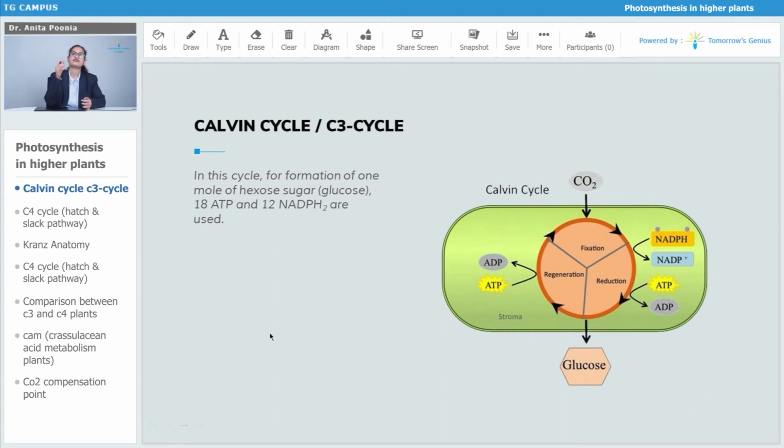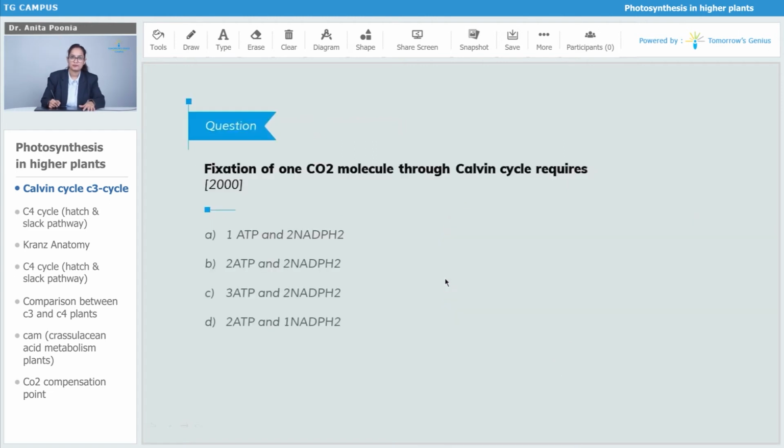In this cycle, for the formation of one molecule of the hexose sugar, glucose, 18 ATP and 12 NADPH are used. Remember this calculation: 18 ATP and 12 NADPH2 are used. Students, this is a very important question.